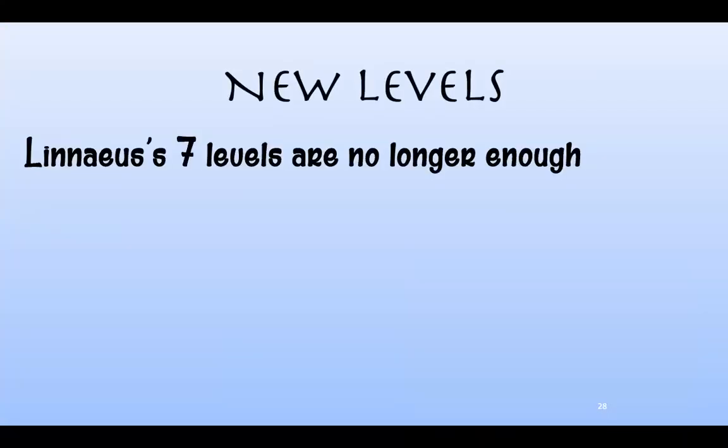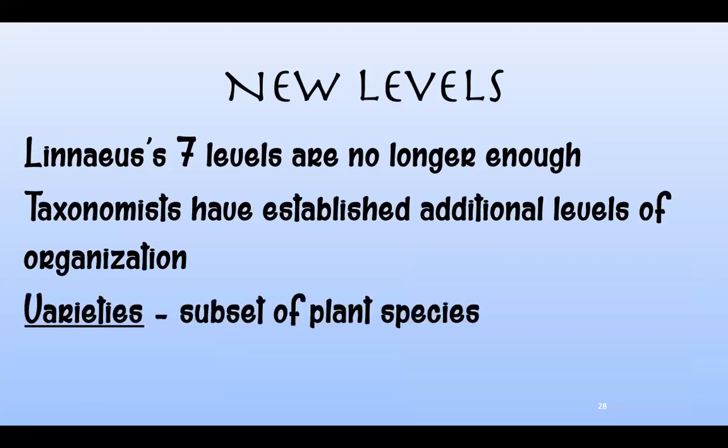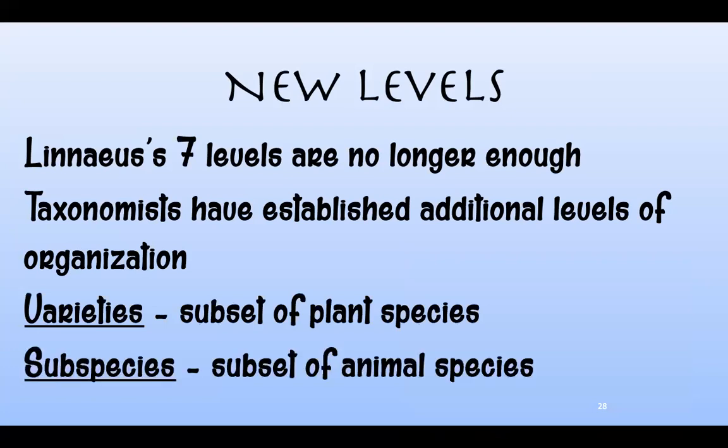Now, sometimes we find species that have been identified, but then also, like we learned in the last chapter, there are ways that species can split off and form new species. So sometimes these 7 levels are not enough. So taxonomists have established additional levels of organization. We have varieties, which is a subset of a plant species, or for animals, we call them subspecies.